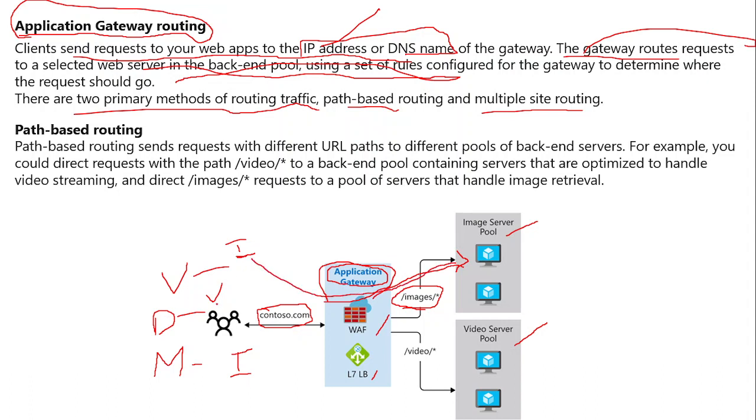Similarly, if Dilip is trying to access videos, it will route the request to the video server pool, get the data and send it back to Dilip. Coming to Mohidar, he is trying to access images. First he will hit the application gateway with the help of its public IP address. Then it will route the request to the image server pool, get the data and send it back to Mohidar. So this is how path-based routing works. Path-based routing is based on the path that you have mentioned in your URL, that is, the requested URL.